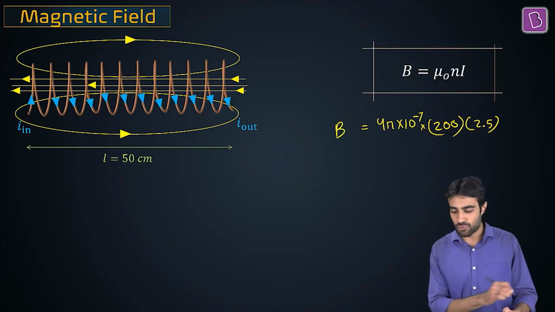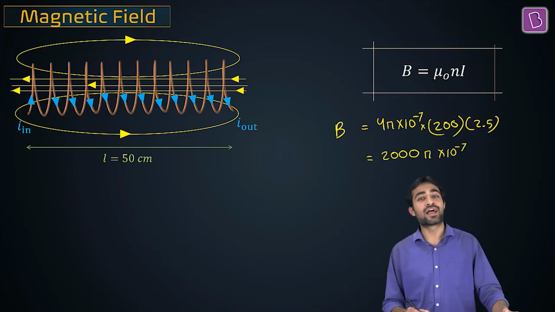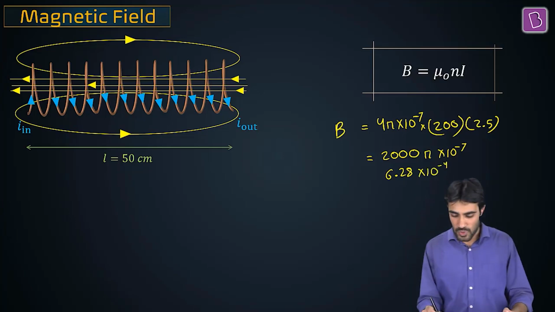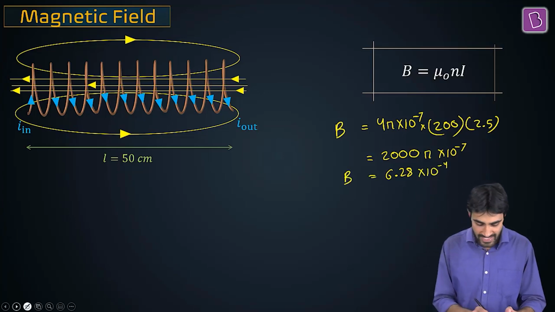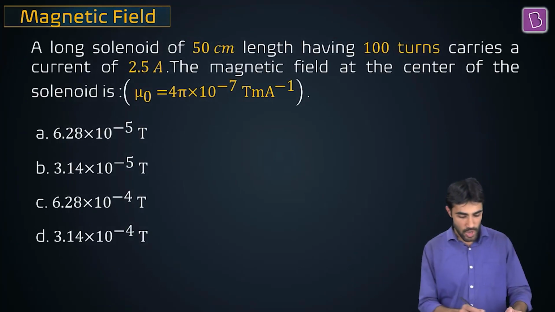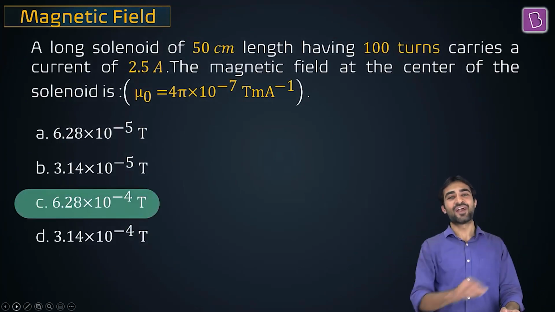Now let's quickly calculate it. We are getting 2000 pi into 10 raised to power minus 7. And this means we are getting about 6.28 into 10 raised to power minus 4. So this is the magnetic field B. And let's quickly go and mark option C as the right answer for our question.